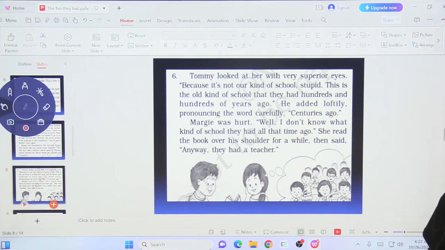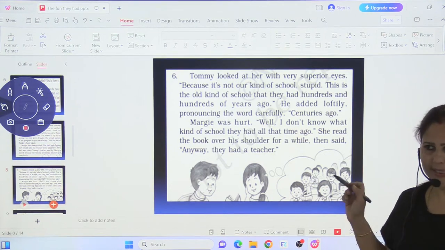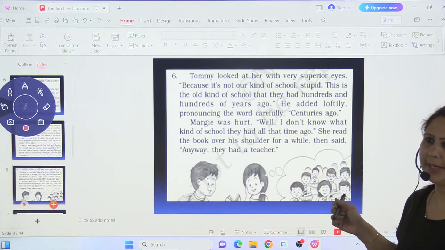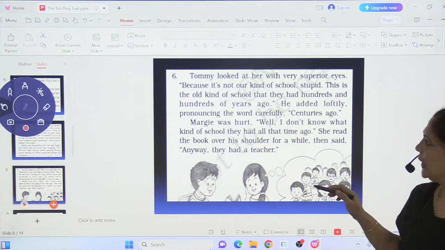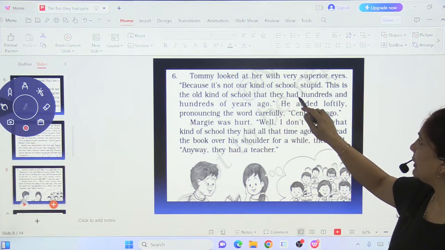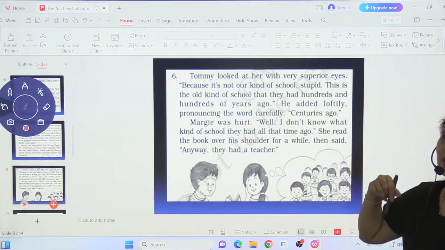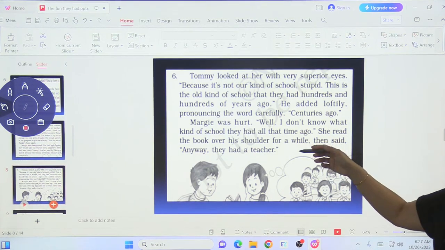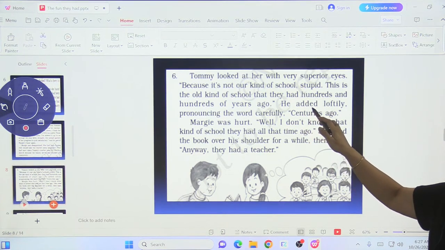He has more knowledge about this kind of school. Okay, he has already read about it, because he's elder, so he has read more books and he has more idea about that kind of schools. So he says Tommy looked at her with superior eyes because it's not our kind of school. "Stupid," just like somebody who's very junior to us, we take them very lightly. So he also took Margie lightly and referred to her as stupid.